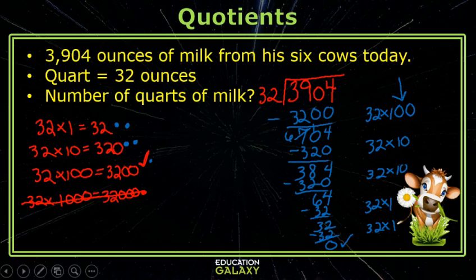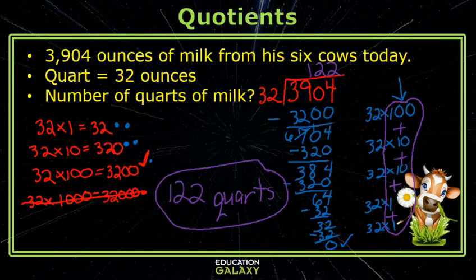Yay! I have a zero remainder. I'm done. The last step is to get my final quotient by adding all of my partial quotients. So 100 plus 10 is 110, plus 10 more is 120, plus 1 is 121, plus 1 more is 122.